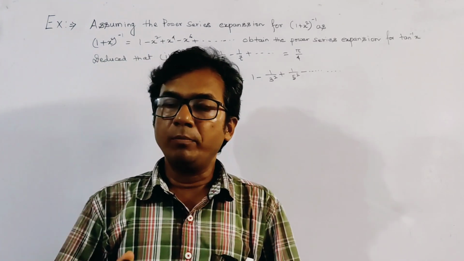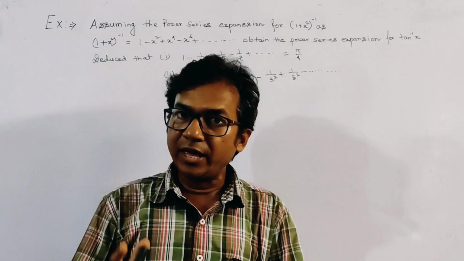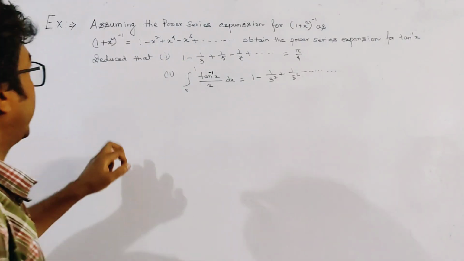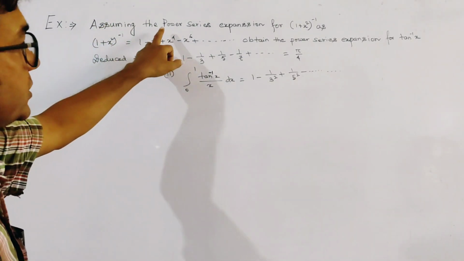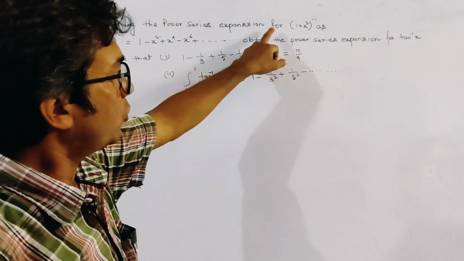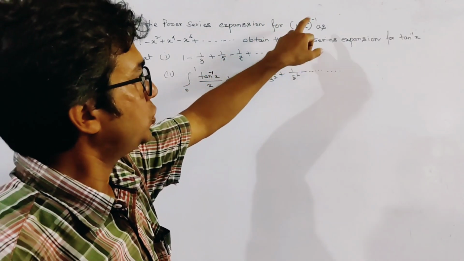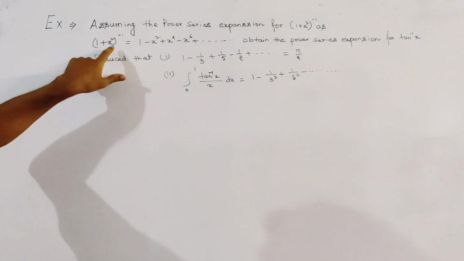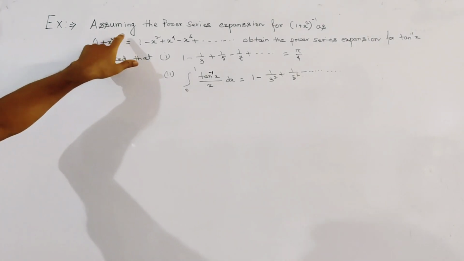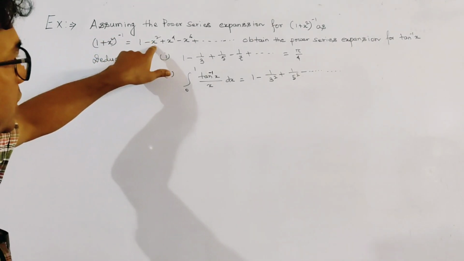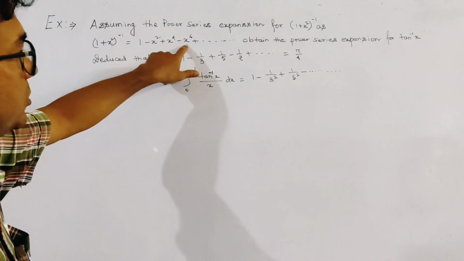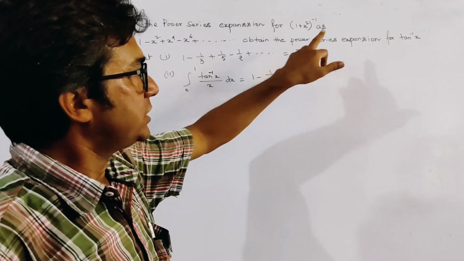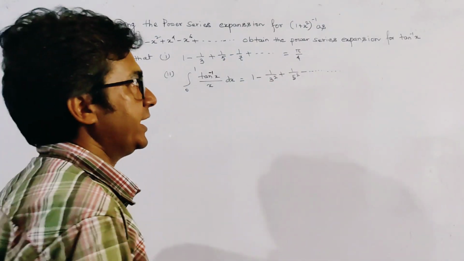Today's problem is from power series of real analysis. Assuming the power series expansion for (1 plus x square) whole to the power minus 1, which is equal to 1 minus x square plus x to the power 4 minus x to the power 6 and so on, obtain the power series expansion for tan inverse x.